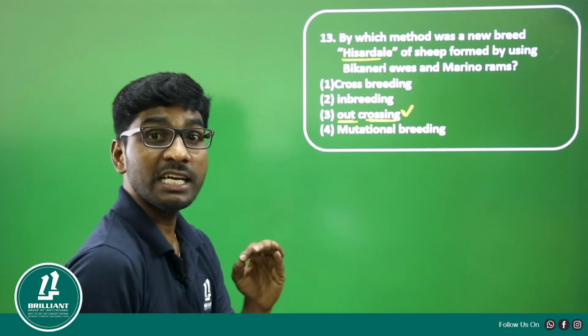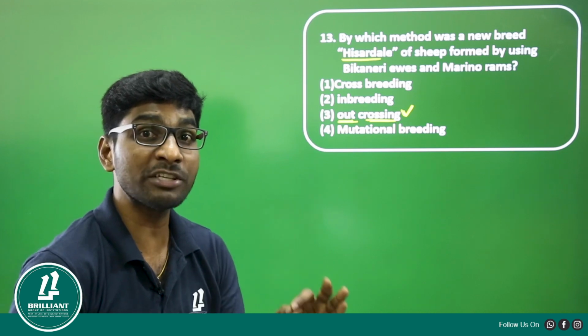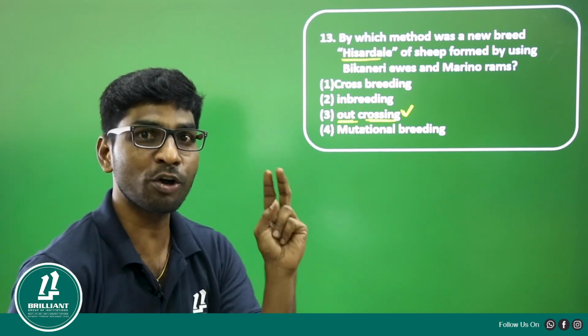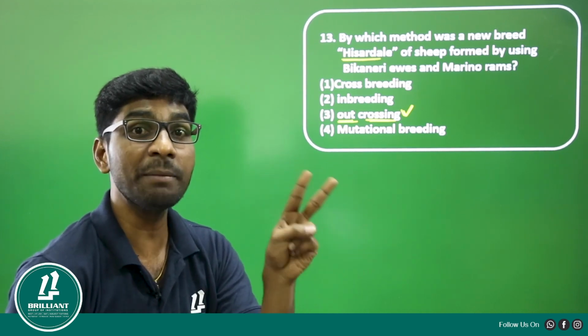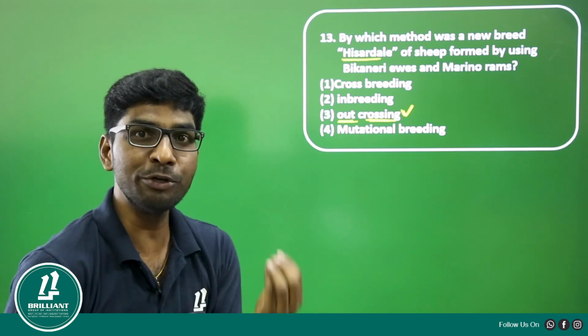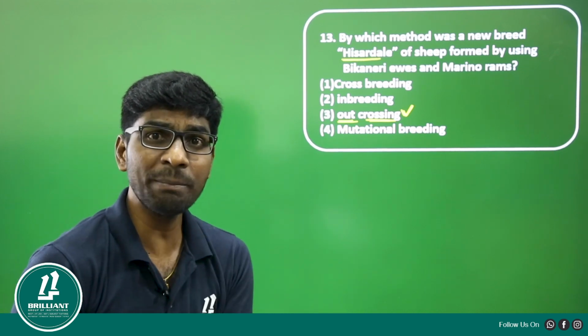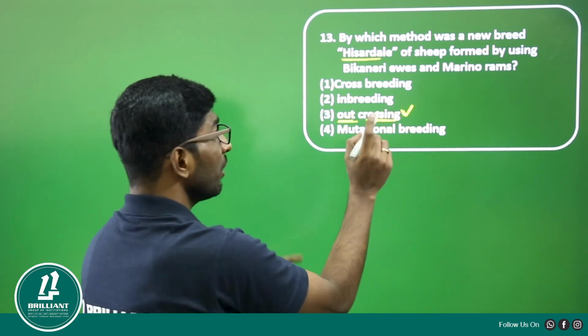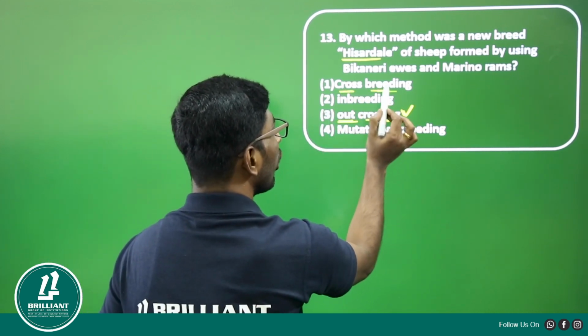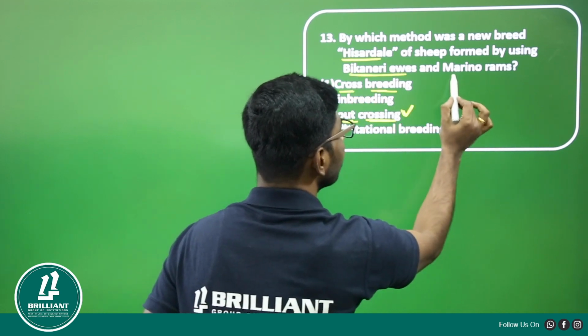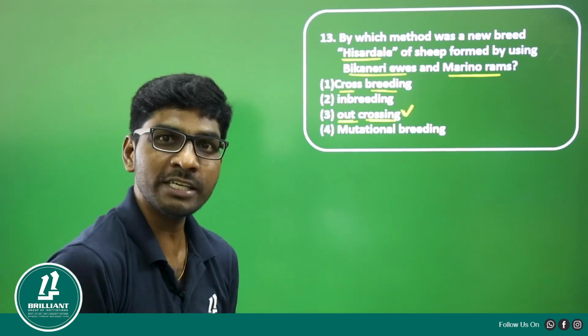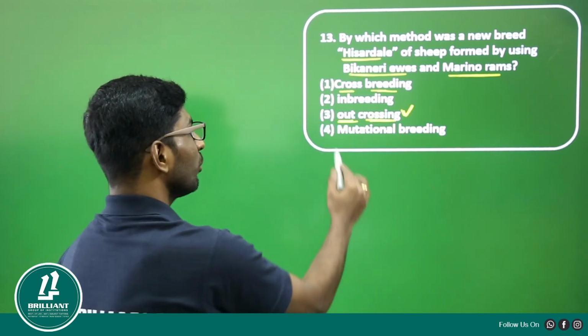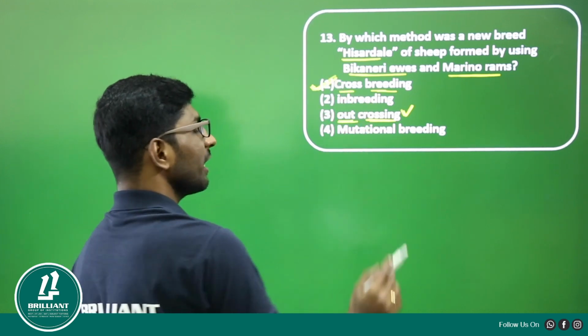Hisardale is a sheep breed in Punjab, the first time they cross between two different breeds and they produce one sheep breed called Hisardale. So we know this as cross breeding. Why am I calling it cross breeding? Because between two different breeds, crossing takes place. So such a breed is known as cross breeding.